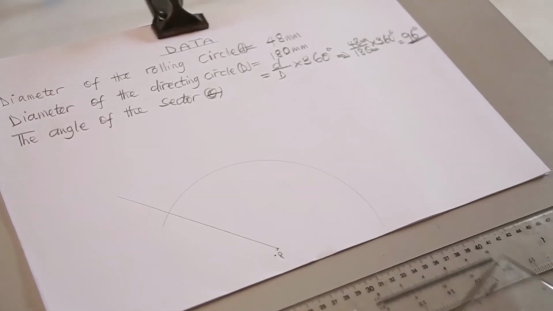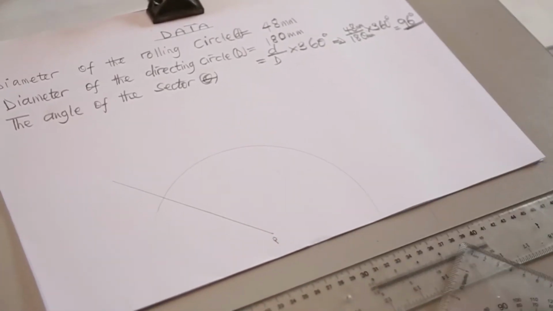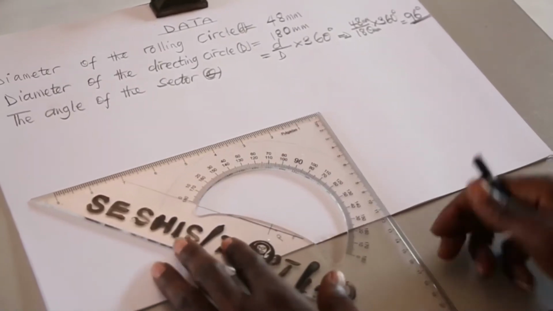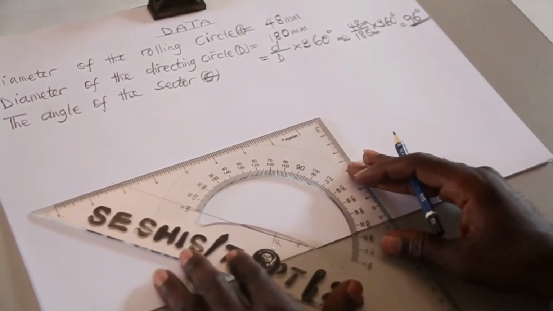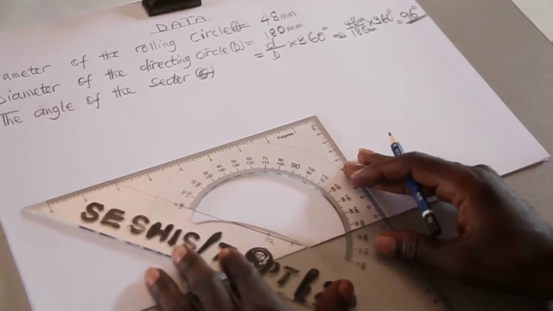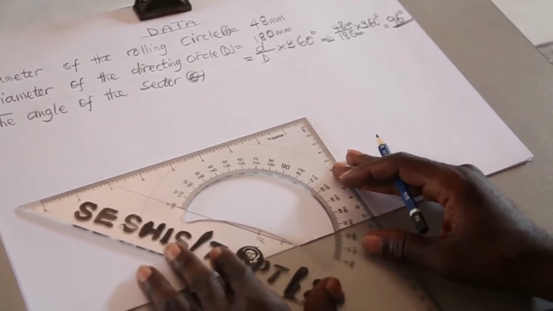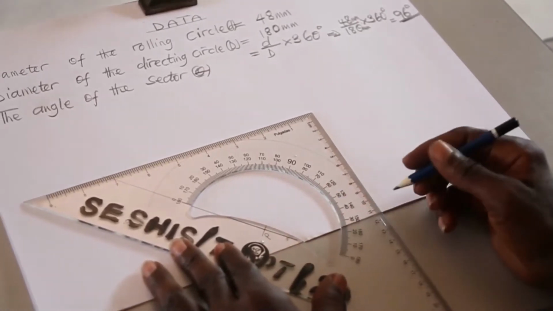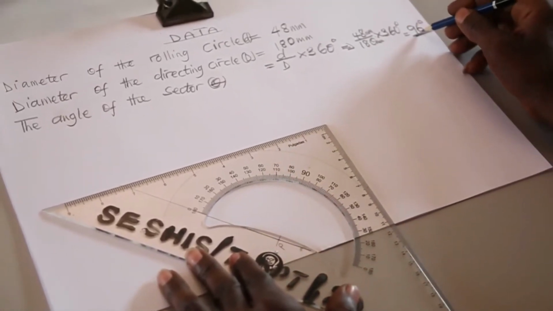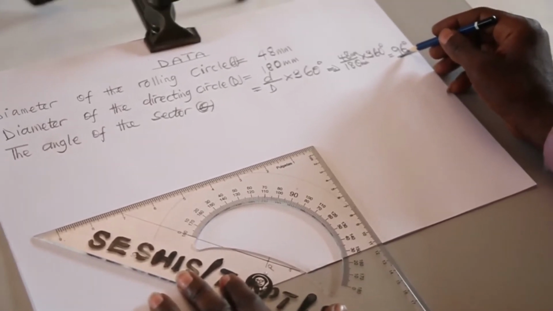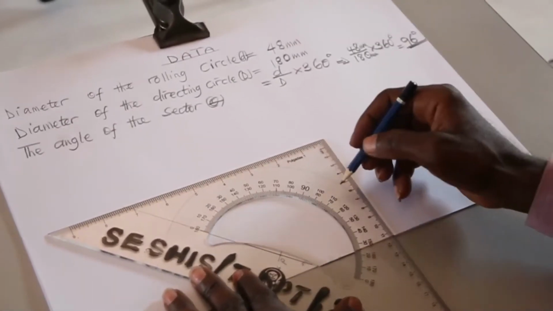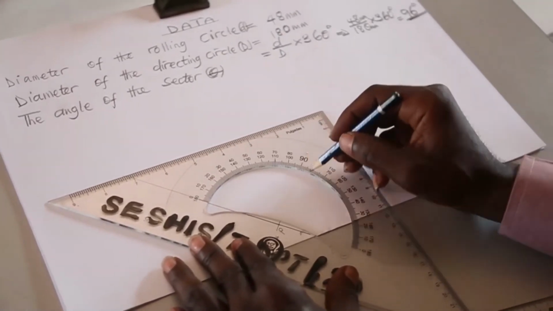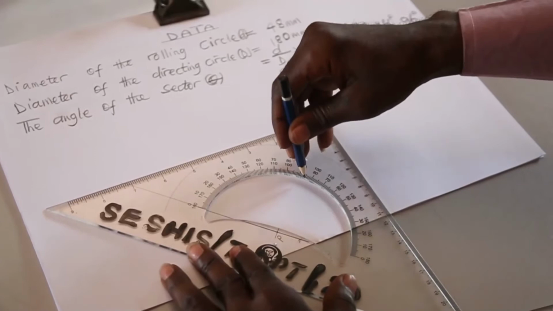Okay. So what we're going to do now is to measure our angle with the aid of our protractor. So you place your protractor there. Make sure you place it well. Alright, I think that's correct. And then you mark off an angle of 96 degrees on your drawing sheet, right? So 96, this is 90, 95, and 96 exactly will be here.